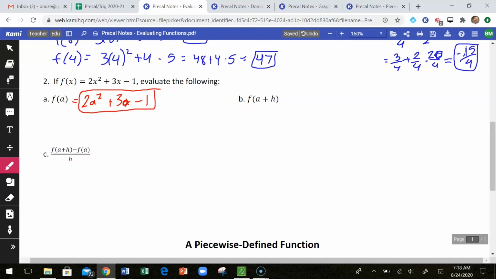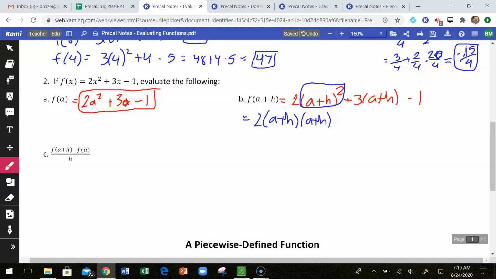F of a plus h, this means we're going to replace all of our x's with a plus h. So I'm going to do 2 times a plus h squared plus 3 times a plus h minus 1. The mistake that people make here is the a plus h squared part. Recall that squaring something means multiplying it by itself. So this means I have a plus h times a plus h there. I'm going to go ahead and distribute the 3. So I've got plus 3a plus 3h minus 1. And I need to multiply these binomials out.